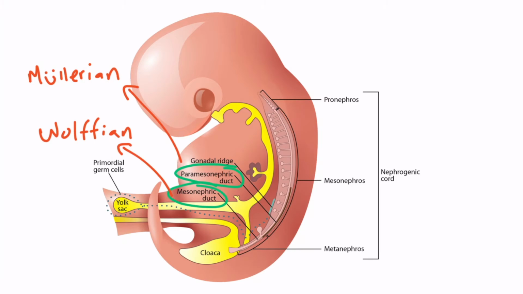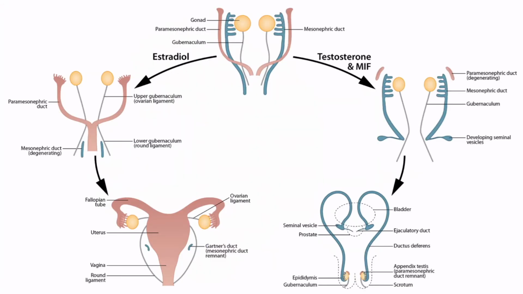Now, instead of looking at these from a lateral view, let's look at them from the front of the fetus like this. This will allow us to see how these structures are changing over time more easily. Here we can see the undifferentiated gonads and both the mesonephric and paramesonephric ducts. Let's focus on male development first, which is shown on the right side of the image.